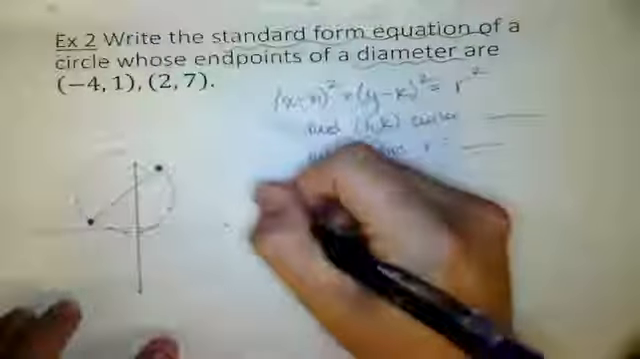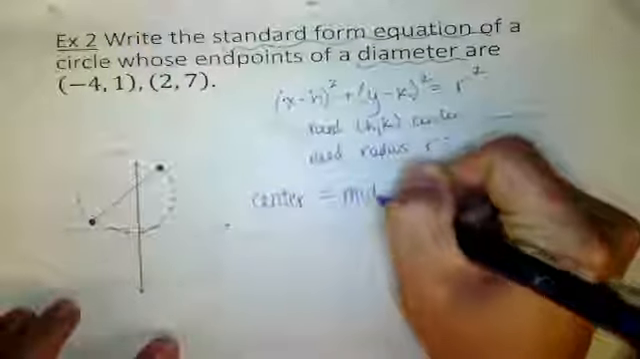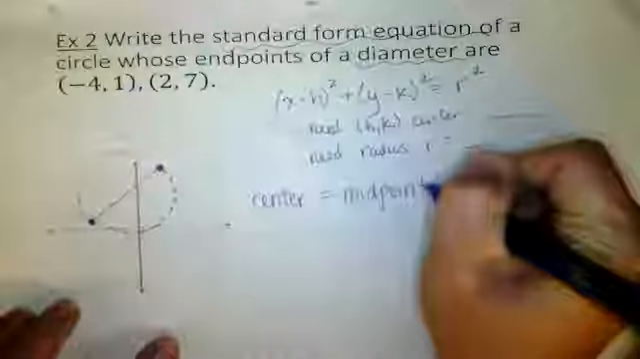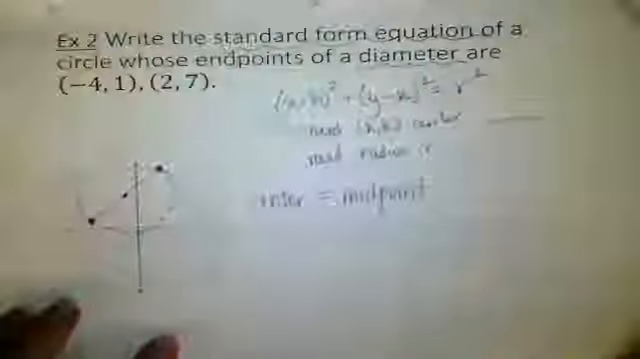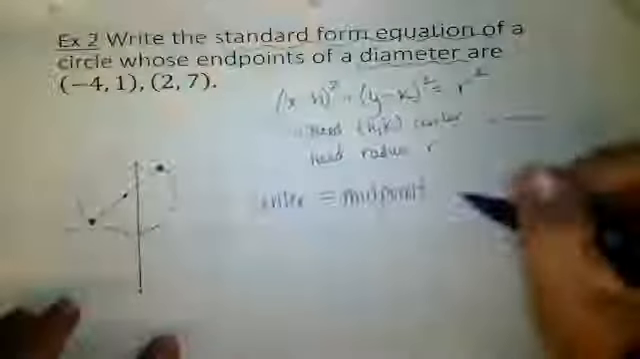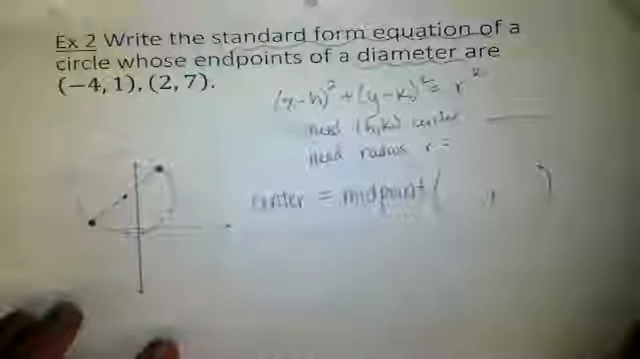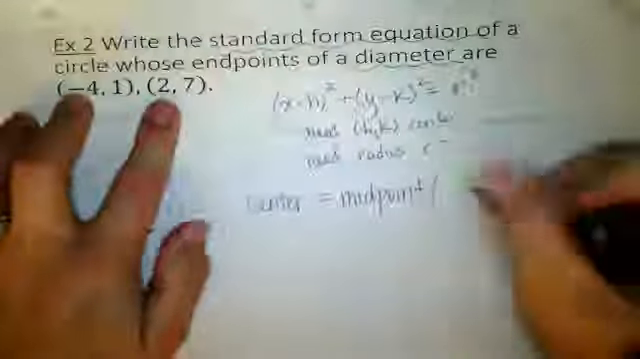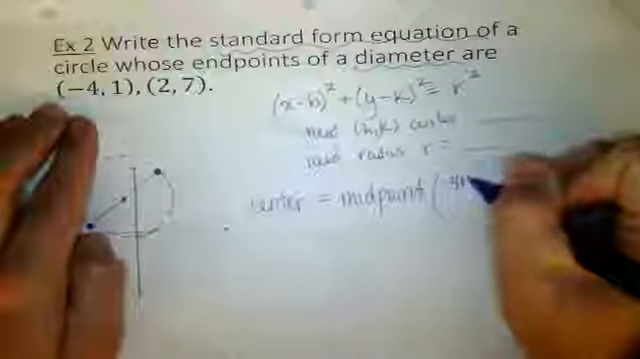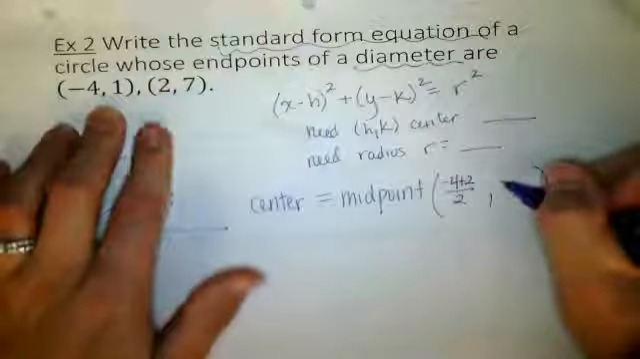So how do we find the center of this circle? The midpoint. The center is going to equal the midpoint between these two points, about right here. That is going to be the center of the circle. We know how to find the midpoint. Add your x's and divide by 2, so negative 4 plus 2 over 2. Add your y's and divide by 2.